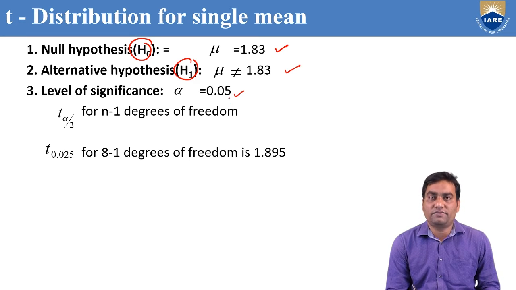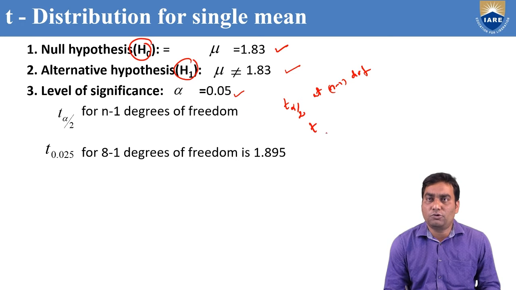This is the general level of significance. We can choose t alpha by 2 at n minus 1 degrees of freedom. That means where alpha is 0.05, alpha by 2 means 0.025, at 8 minus 1, that is 7 degrees of freedom. This value we can choose from the t distribution table.